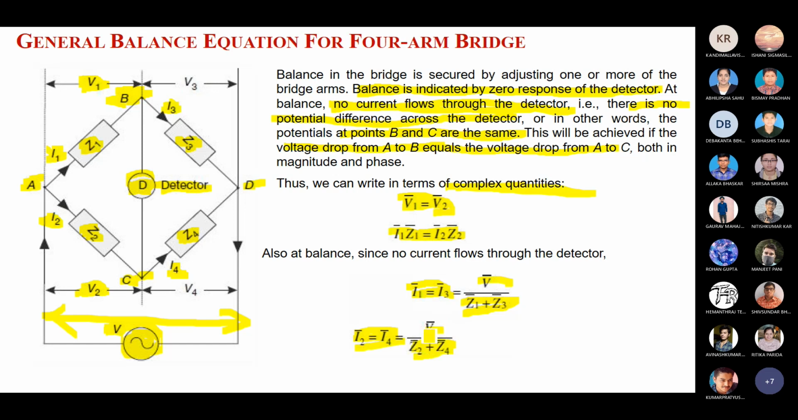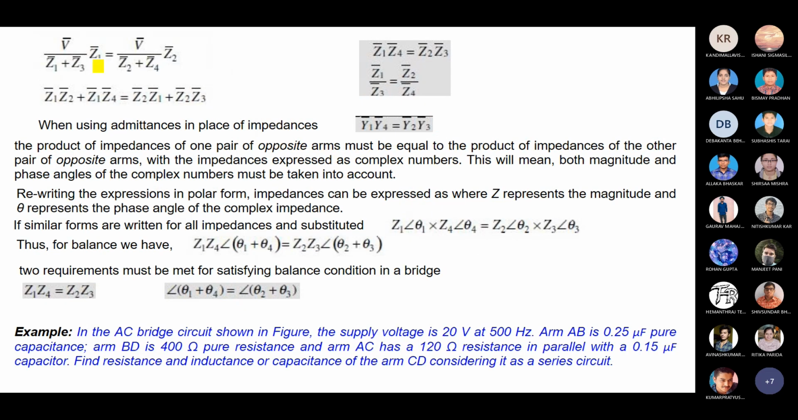Now you can replace the I1 and I2 values from these two equations. So I1 equals V by Z1 plus Z3, and I2 equals V by Z2 plus Z4. If you replace them, you get the expression. V is common on both sides, so you can cancel it if V is not equal to 0. Now you can cross multiply, and finally you will get Z1 Z2 plus Z1 Z4 equals Z2 Z1 plus Z2 Z3.